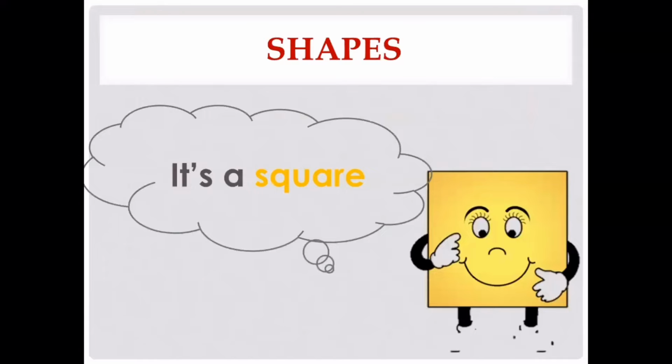Today's session will be about shapes. It's a square. Square. What color is the square? It's a yellow square.